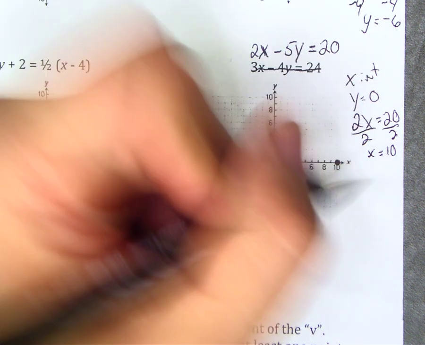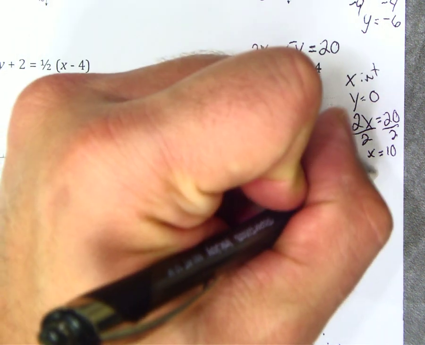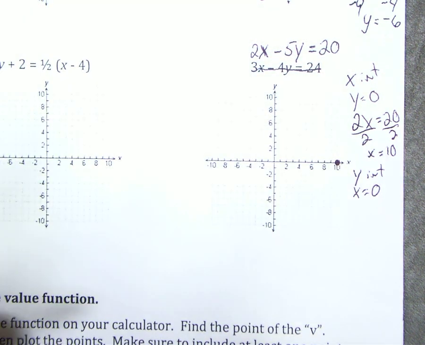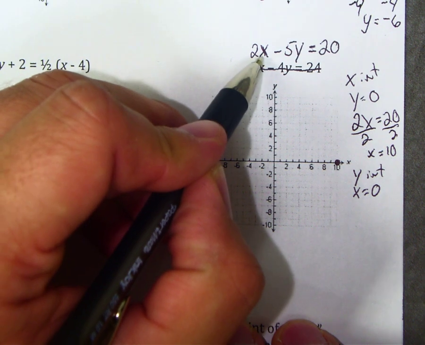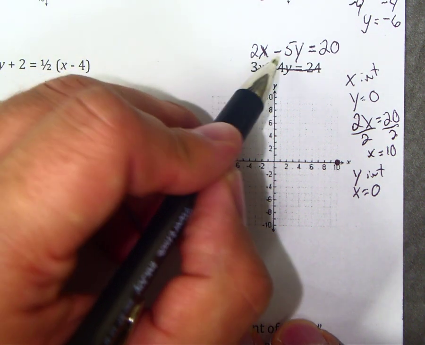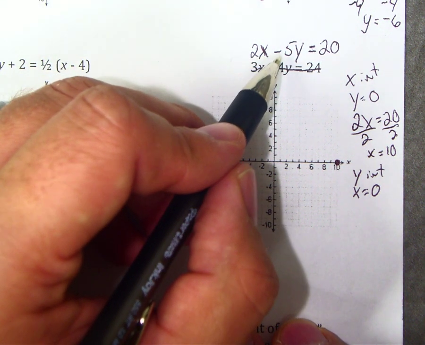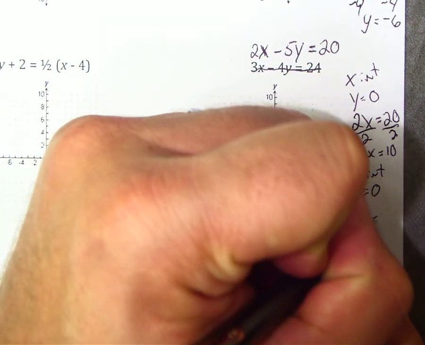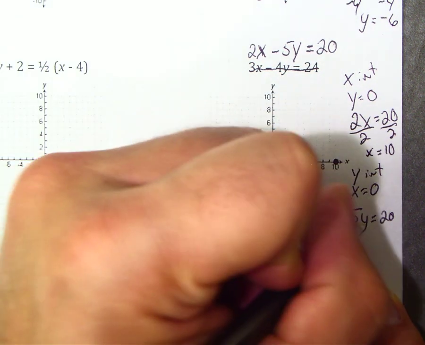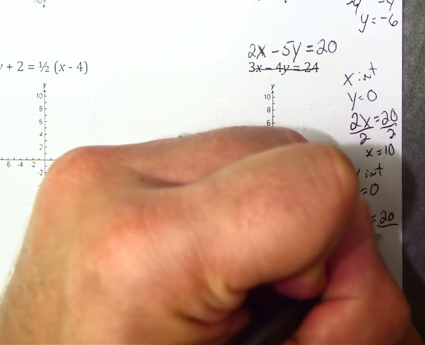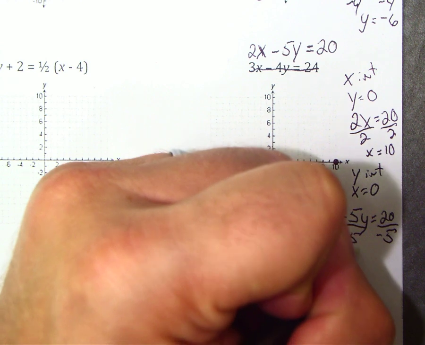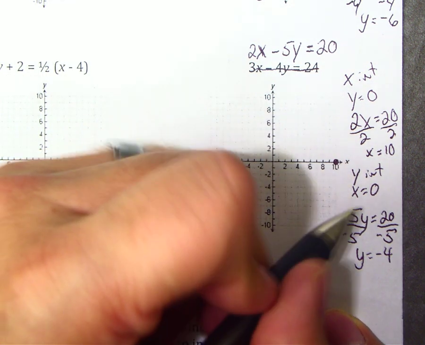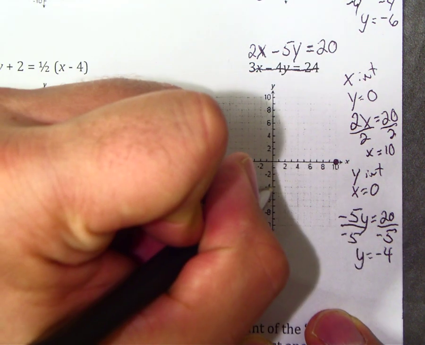The next thing I'm going to do is plug in a 0 for x to find my y-intercept. So I plug the 0 in for x, and the 0 goes right here. So 2 times 0 is 0. Don't forget that minus sign. It's a negative 5y equals 20. Divide by the negative 5 on both sides to get the y by itself, and you get y equals negative 4. So now I can plot the point 0, negative 4.